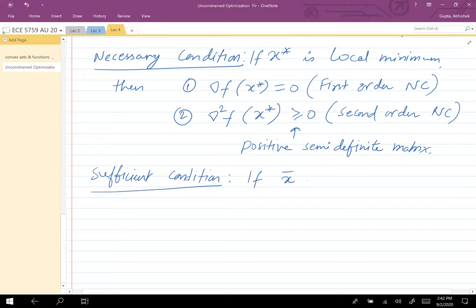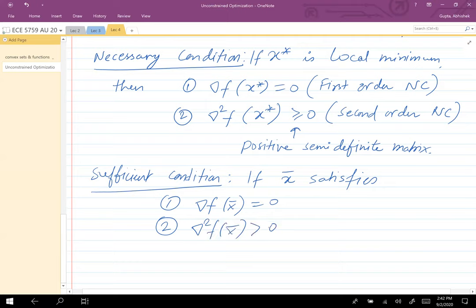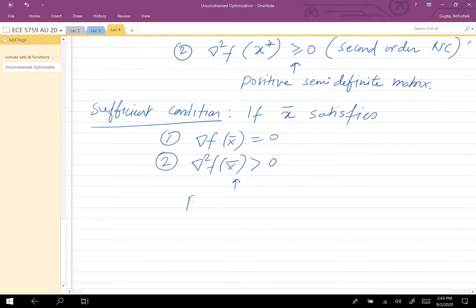If X bar satisfies the first derivative is 0, the second derivative is positive definite, this matrix is positive definite, then X bar is a local minimum.